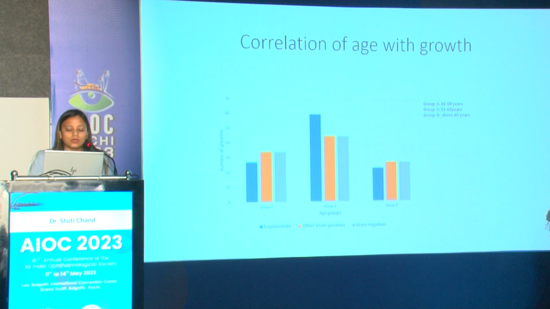Correlating age with growth, the growth of organisms was seen maximum in Group 2, which consists of age between 51 to 65 years, and among this, Staph epidermidis was seen to be the highest in number.